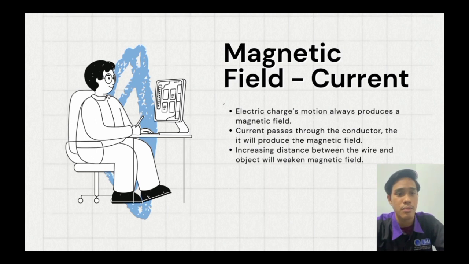Today I will present about the magnetic field created by the current carrying conductor. Ampere proposed that electric charge motion always produces a magnetic field. When current passes through the conductor, it will produce a magnetic field in direct proportion. Next, the magnetic field will be weakened when we increase the distance between the object and the wire, which is described in Ampere's law.